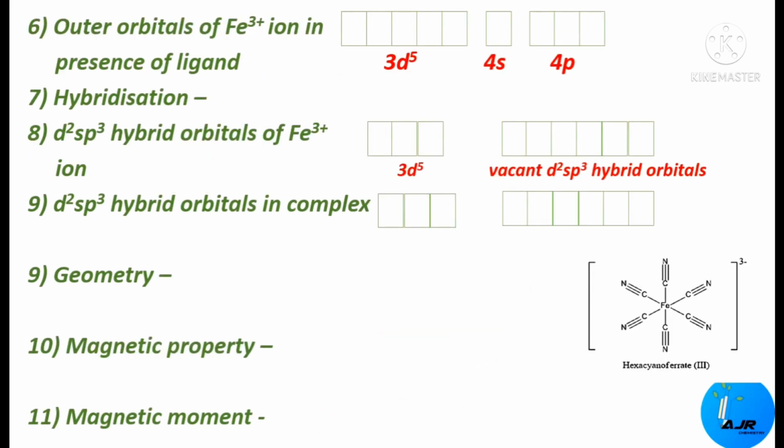Next we are going to write the outer orbitals of the Fe3+ ion in the presence of the ligand. As I told you earlier, the ligand is a strong field ligand. First, what happens is the electrons will be arranged singly, is it not?